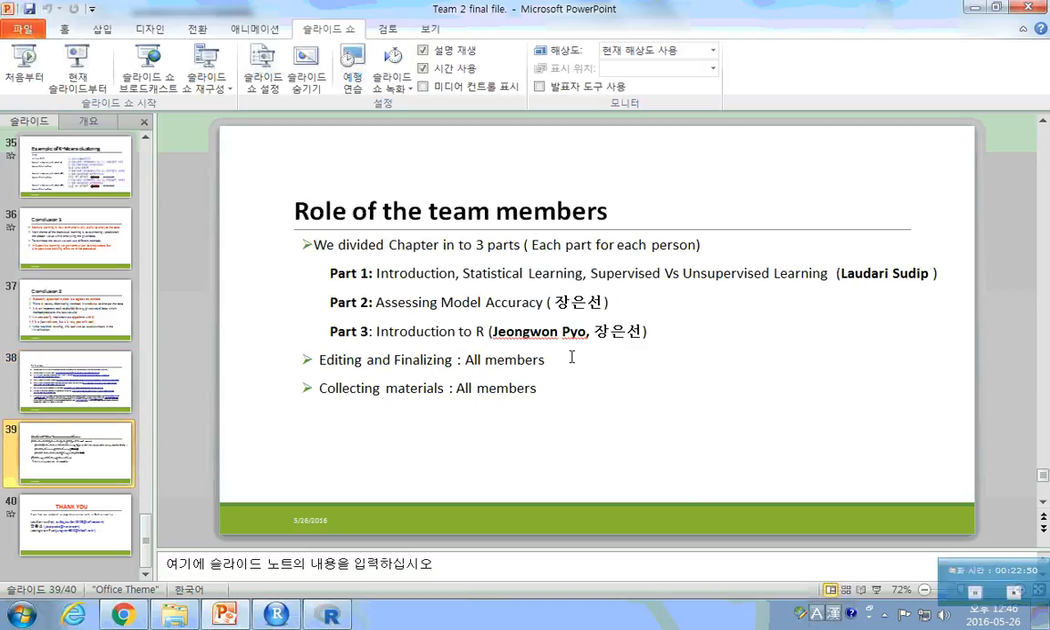And this is our team roles. Part 1 up to supervised, unsupervised and regression, those I prepared, and about accuracy, Sang-Hun prepared, and about R programming, a few prepared, so he was not here. And the editing we did all together, and collecting materials we did together.